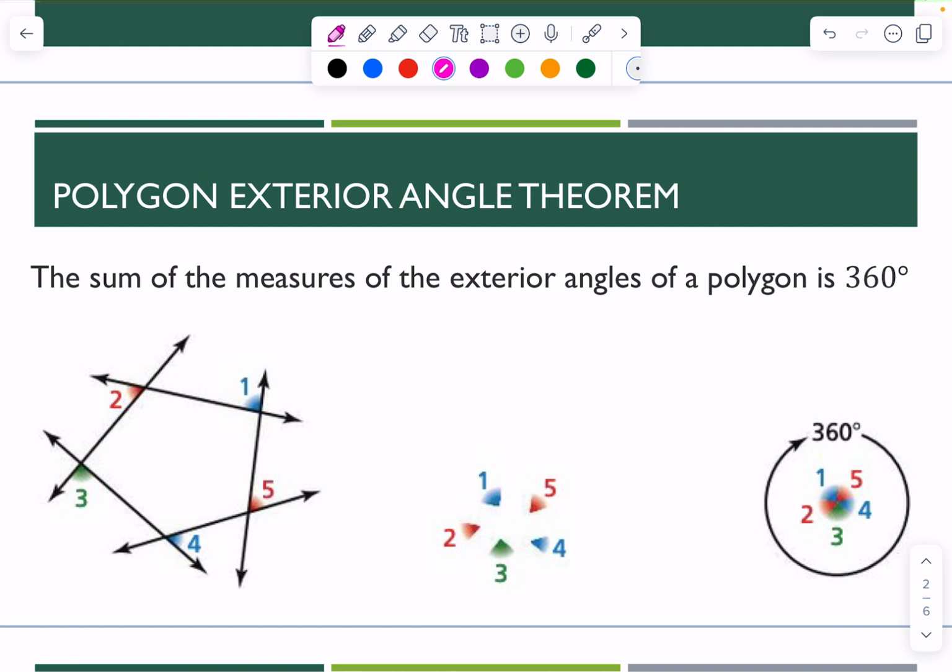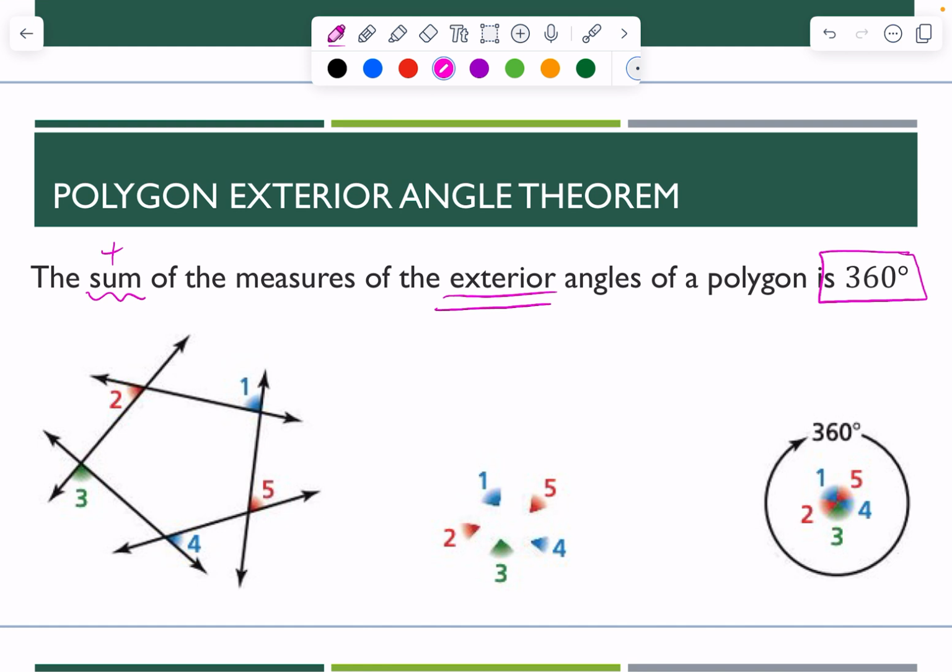So we're going to start off here with the exterior angle theorem. The sum of the measures of the exterior angles of a polygon is 360. So sum, remember, that's our addition. We're looking at the exterior angles, and that will always be 360. It does not matter what polygon you have, whether it's a triangle, a quadrilateral, a pentagon, or a decagon, it does not matter.